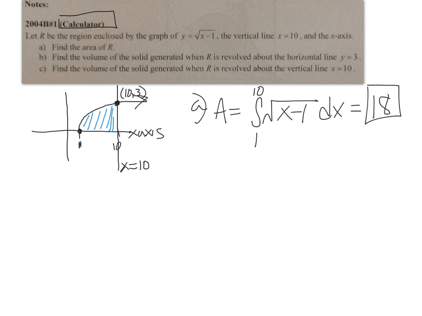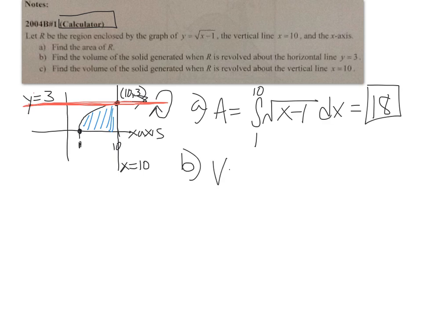Okay, part B says, find the volume of the solid generated when R is revolved about the horizontal line y equals 3. So y equals 3 is a horizontal line that's going to go right through that tip-top point of our region R. So we're going to revolve it around that.